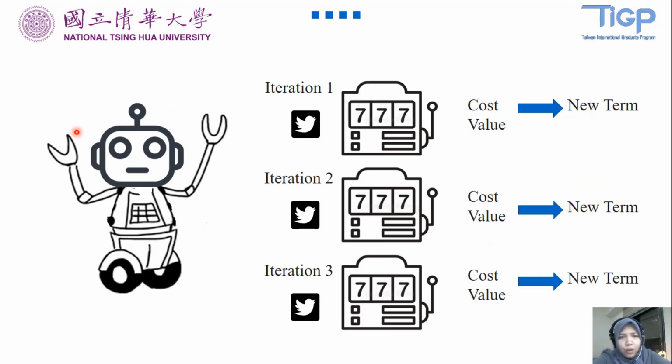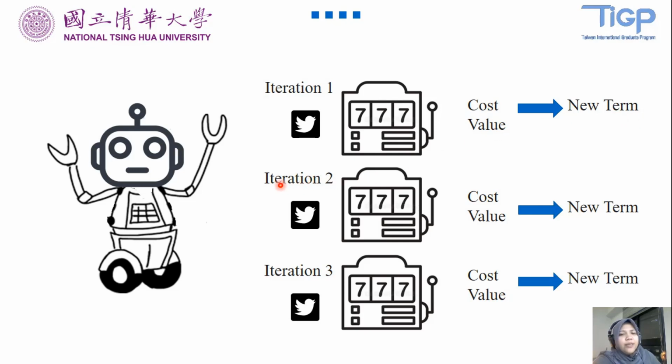So we have to know about Dust1 first. What is the limitation of Dust1? Why does Dust1 have the limitation? So this is Dust1. It uses a Knapsack Bandit to solve this. There are 3 iterations: 1, 2, and 3. In the first iteration, they gather data from Twitter and process it, and they set the cost and the value. By the cost and the value, they set the new term.